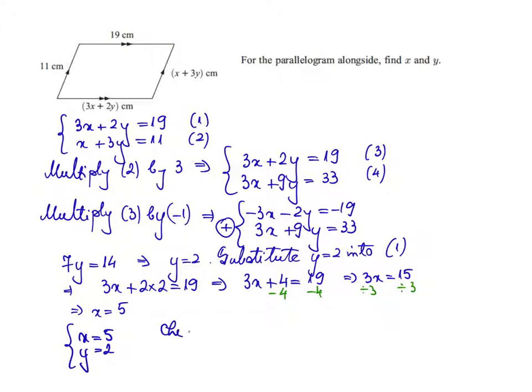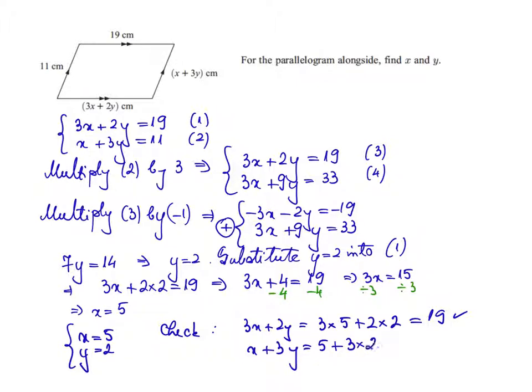Now in order to check, I see that 3x plus 2y is 3 times 5 plus 2 times 2. 15 plus 4 is 19, correct? And x plus 3y is 5 plus 3 times 2, because y is 2. 5 plus 6 is 11. So this is correct too.